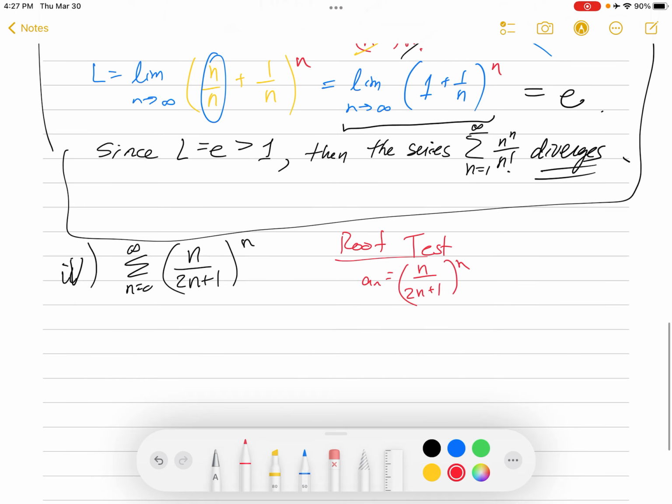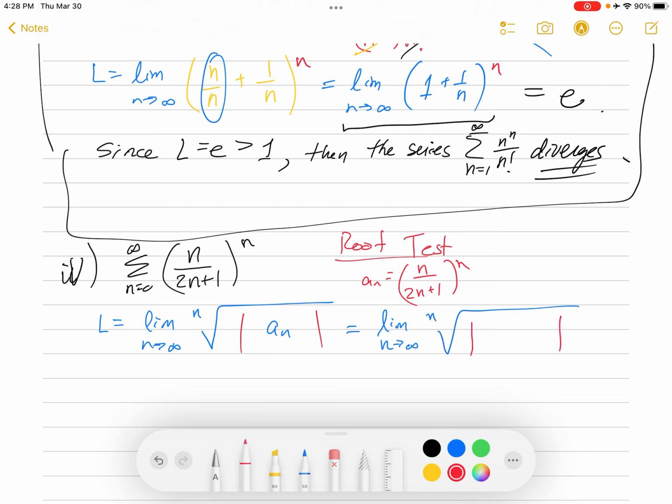So here our a sub n is (n over 2n plus 1) to the n. And to do the root test, we're going to look at L, the limit as n goes to infinity of the nth root of the absolute value of a_n. In other words, the limit as n goes to infinity of the nth root of the absolute value of (n over 2n plus 1) to the nth power.